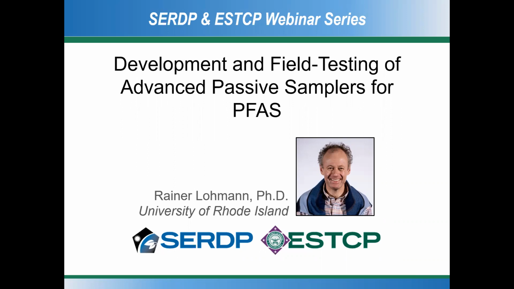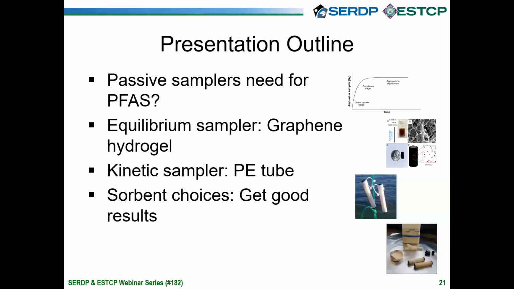Please get us started. Thank you very much, Rula, Andrea, and thanks for inviting me. And good morning, good afternoon to the attendees. So I'll talk about passive samplers, and in particular, why or how they can help us with PFAS. And then I go into three examples. One is an equilibrium sampler that we developed with funding from SERDP, a graphene hydrogel sampler, very small and quick.